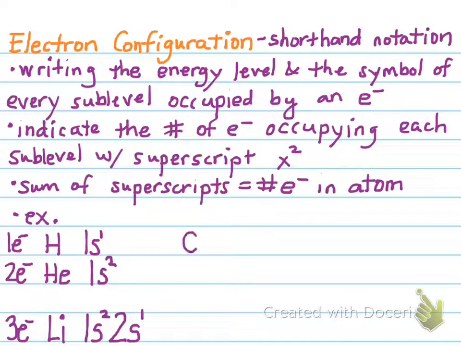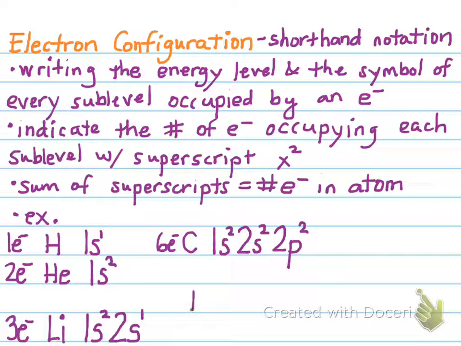For carbon, which has atomic number 6, so it has 6 electrons. Again, I'm starting out with my 1s. I have to completely fill it with the 2 electrons before I move on to my 2s, which I have to completely fill with the 2 electrons it can hold. Next, I come to my 2p's, and I have 4 electrons so far, so I'm going to have 2 electrons in my 2p. 2 plus 2 plus 2 gives me 6 electrons total.